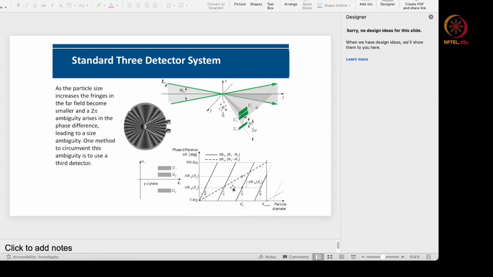You do not know what kind of 2 pi prefix you have in front of it. So in essence, your particle diameter could be way off, because the same phase can be shared by different particle diameters, since you do not know whether it is 2 pi, 3 pi, or more. This leads to a size ambiguity. As the particle size increases, the fringes in the far field become smaller and smaller. That is what we said: when the particles become larger, the fringes become smaller and smaller, and therefore you get a 2 pi ambiguity.